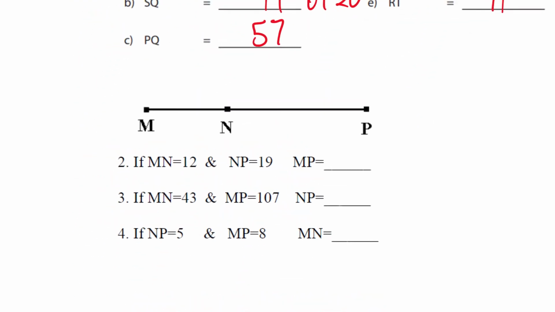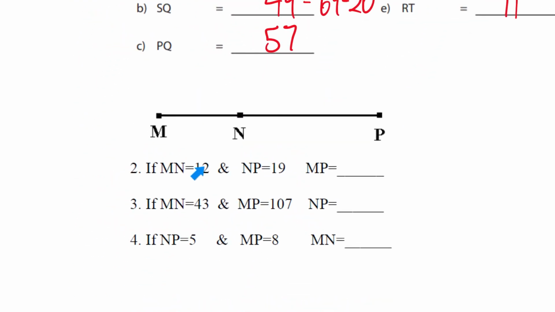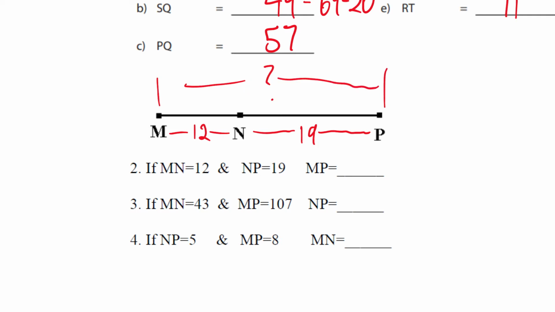All right, next one. On number 2 right here, it says that MN is 12. So from here to here is 12. NP is 19, so from here to here is 19. And we want to know the length of the whole thing from M to P. To find the length of this whole thing, we're just adding these two. So it's going to be 12 plus 19, which is going to be 31 units.